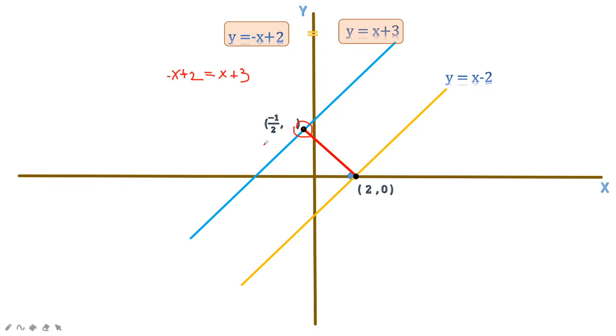Now we need the y coordinate. How to find the y coordinate if you know the x? Both these equations are true for that point. So substitute the value of x in any of these 2 lines, and you will get the answer for y. And the y coordinate will be 5 by 2.